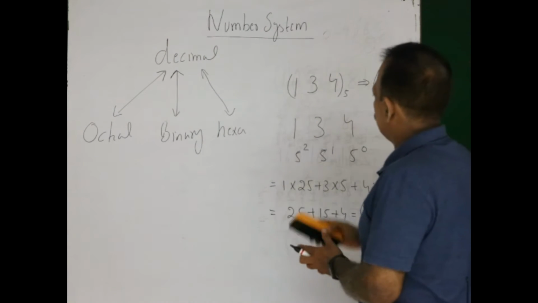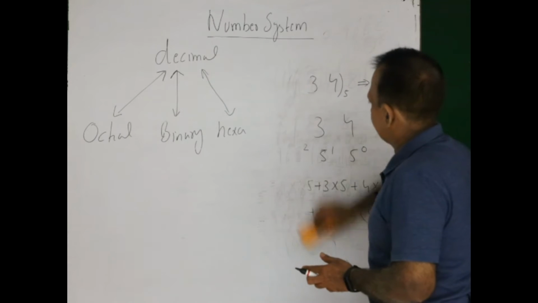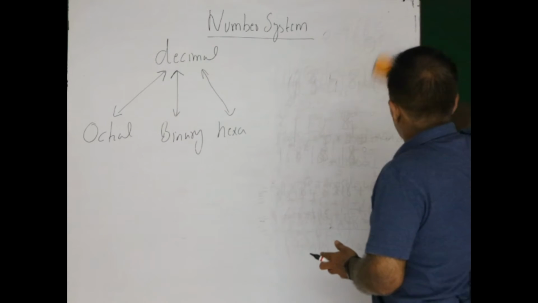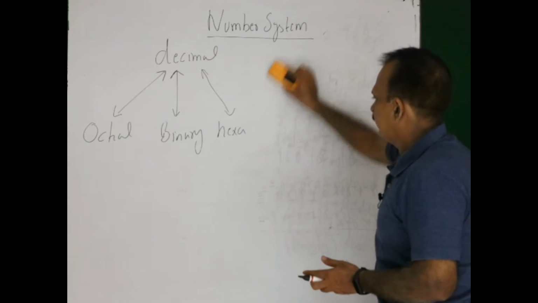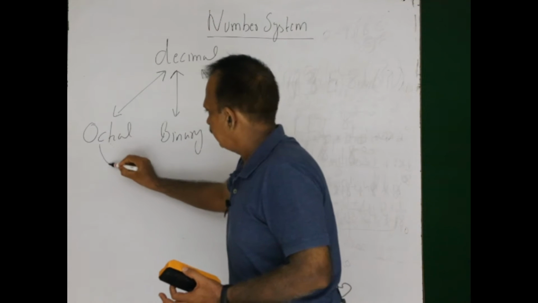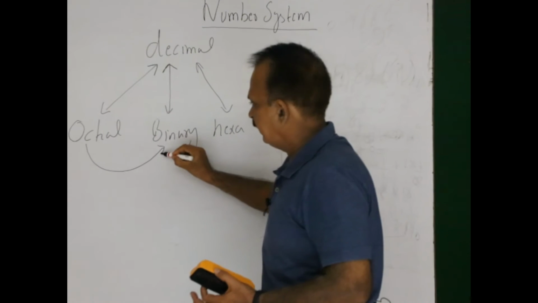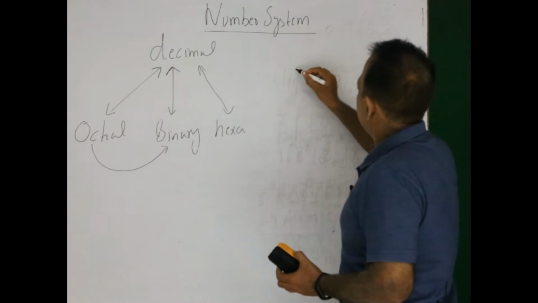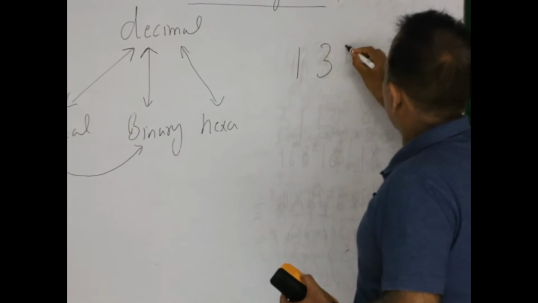Now let's proceed to other conversions, say octal to binary conversion. I take a number from the octal number system to convert to the binary number system. Say the number is 132.50.